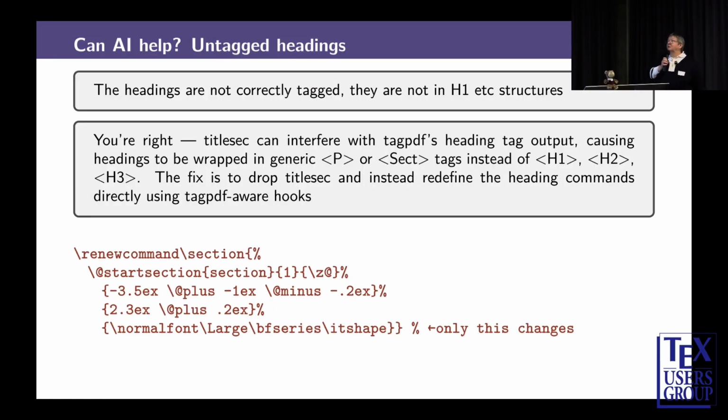So I told it that headings are not correctly tagged. It replied, "You are right, titlesec can interfere." It's the typical AI slogan to say, oh yeah, I knew, and so on. And then it used \@startsection, which works even in the current version because we emulate it, but it doesn't use tagged-PDF-aware hooks. So this sentence is wrong, yes, but it more or less works.